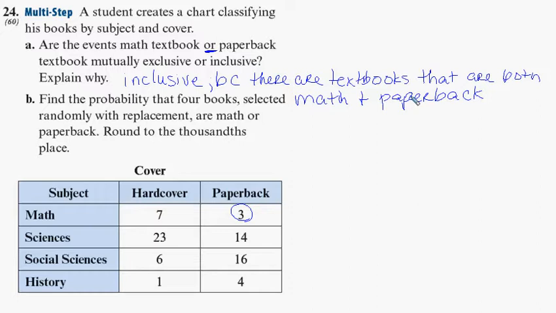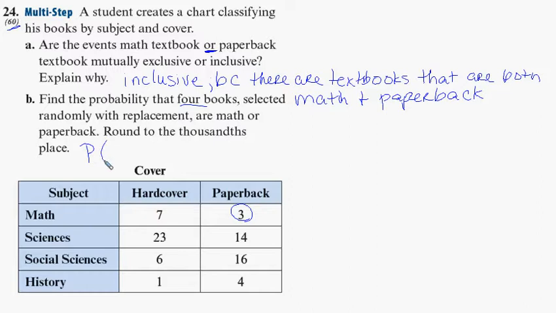Now, it says find the probability that 4 books selected randomly with replacement are math or paperback. Well, listen people, let's just focus first on finding the probability that 1 book selected randomly is going to be math or paperback. Now, I will direct you back to lesson 60 to this formula, but when you have an OR situation, it's on page 427, so the probability of A or B, that formula looks like this.